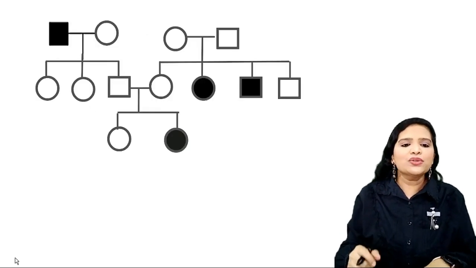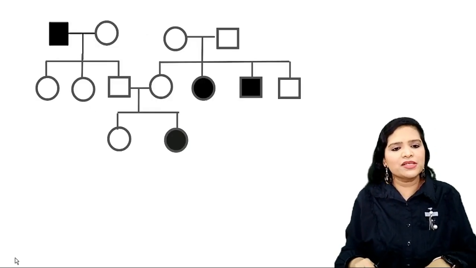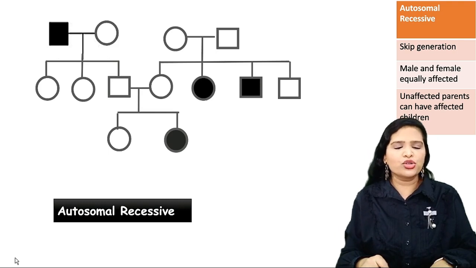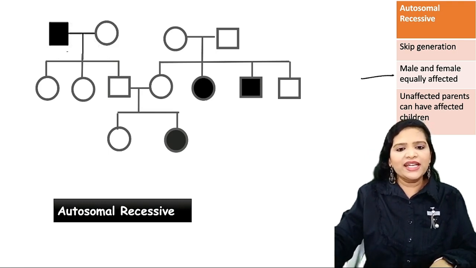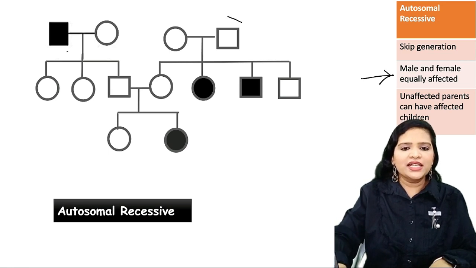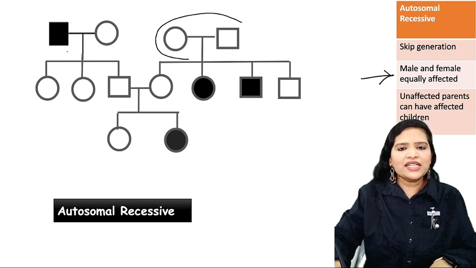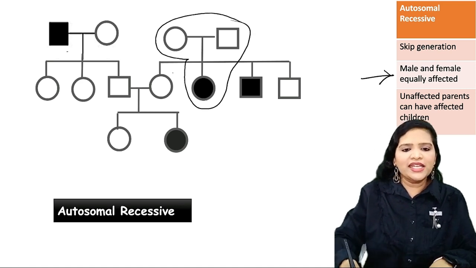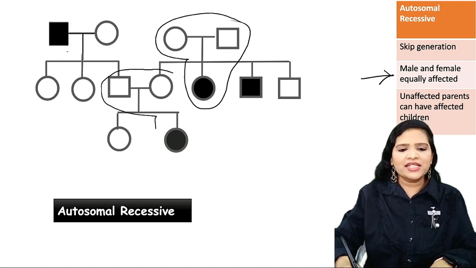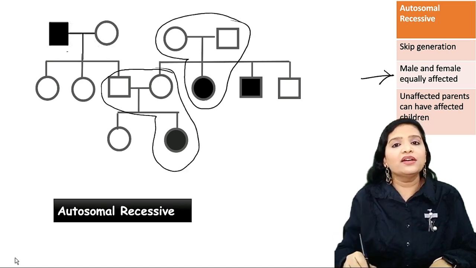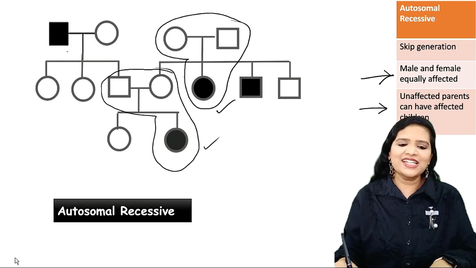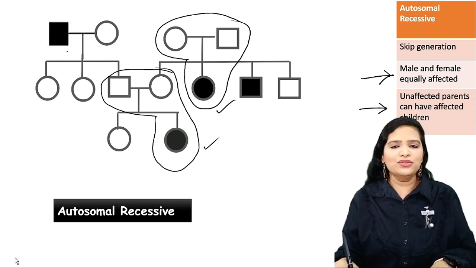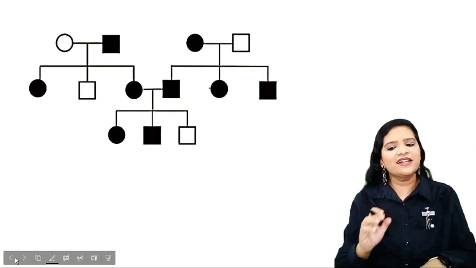Look at this picture. What do you see from this? This is also an autosomal recessive disorder. See here, males and females are equally affected. Two unaffected parents can have an affected child, and again here, two unaffected parents can have an affected child. These two follow this rule, so this is an example of an autosomal recessive disorder. Let us see the next example.